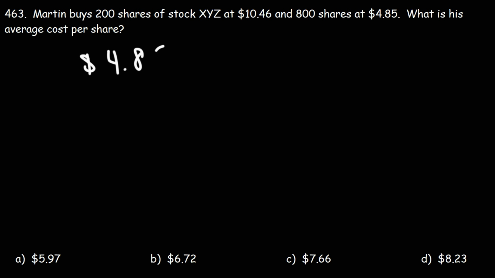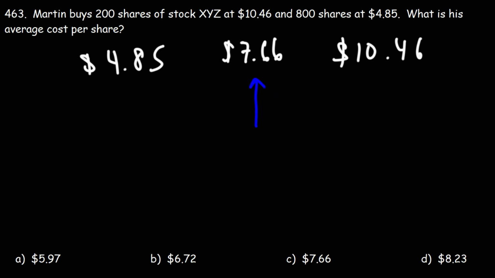What is the midpoint of these two prices? If you add up 4.85 and 10.46 and divide by 2, you'll get 7.655, which we could round to $7.66. Now, do you think the weighted average is going to be the midpoint, or will it be between the first two numbers or the last two?